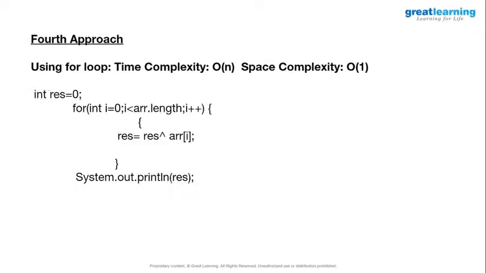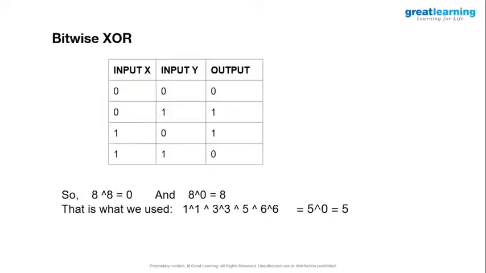So that's the thing I used. The simplest approach is to loop around all the elements and store it in a result, and keep XORing each element with the result. If you check, you will get the result. How do you get the result? This is what we used.